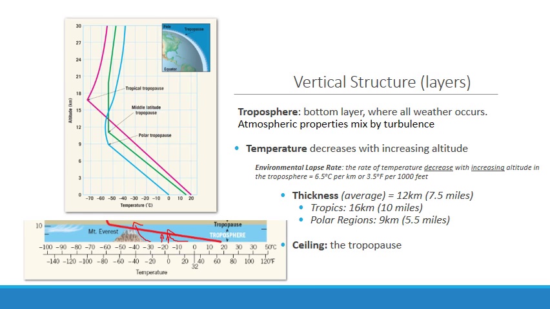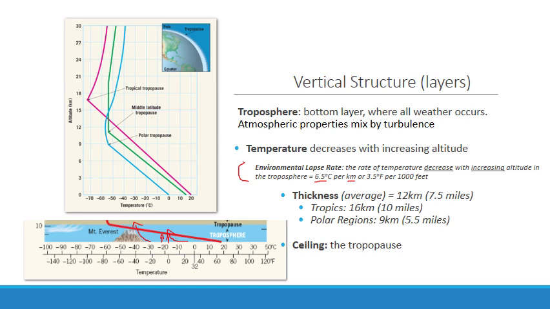The temperature decrease in the troposphere is called the environmental lapse rate. Okay, so here, this ELR, or environmental lapse rate, is the rate of temperature decrease with increasing altitude in the troposphere. So for every kilometer we move up in the sky, we can expect to see a 6.5 degrees C temperature decrease.